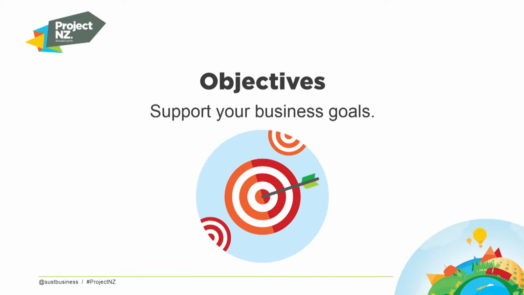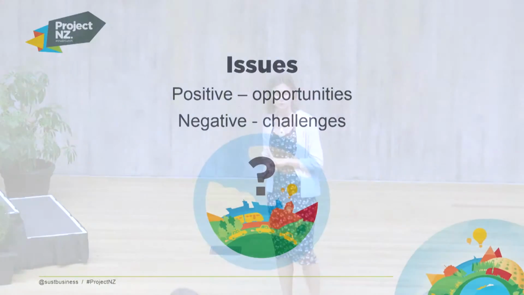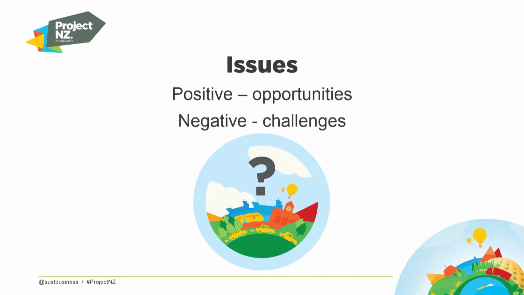Now, the most important thing is the objectives. And a communications plan should underlie your business goals. You can't just start writing a plan unless you know what your business, your organization, is trying to achieve. That might be for one specific event or project, or it might be for your annual plan. You need to work out what your business goals are and then how your communications can support that. What are the issues? What's the bigger picture? Look at the opportunities and the challenges.